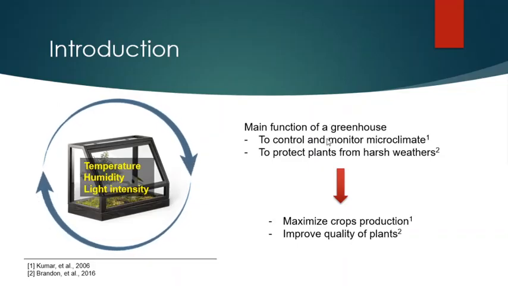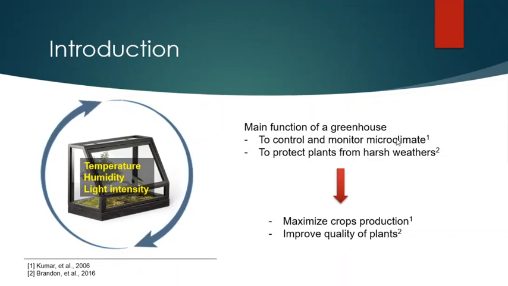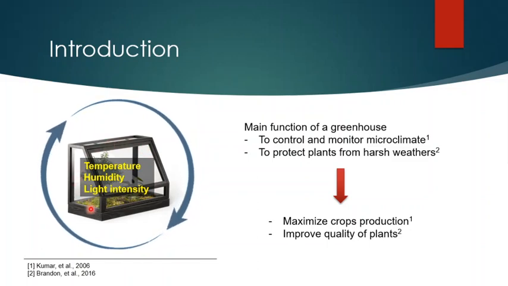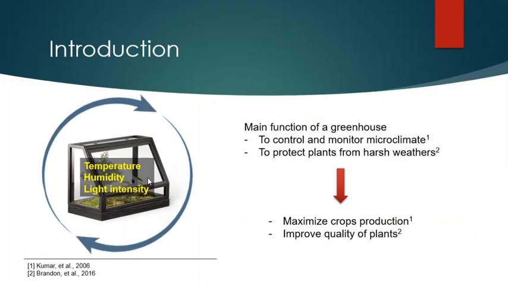The main function of a greenhouse is to control and monitor microclimate for the growth of plants, as well as to protect plants from harsh weathers. Microclimates such as temperature, humidity, and light intensity can be regulated in a greenhouse as those are the main parameters that will affect the growth of plants.